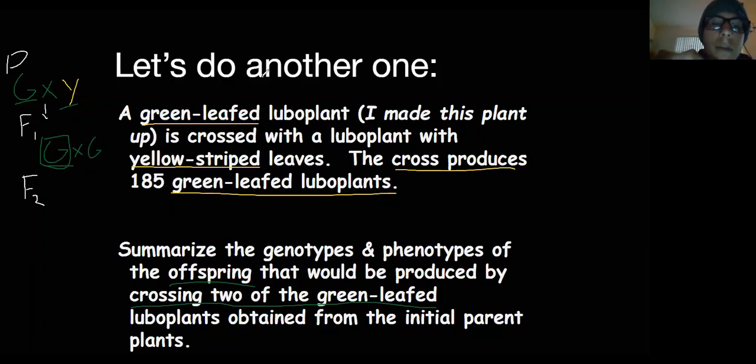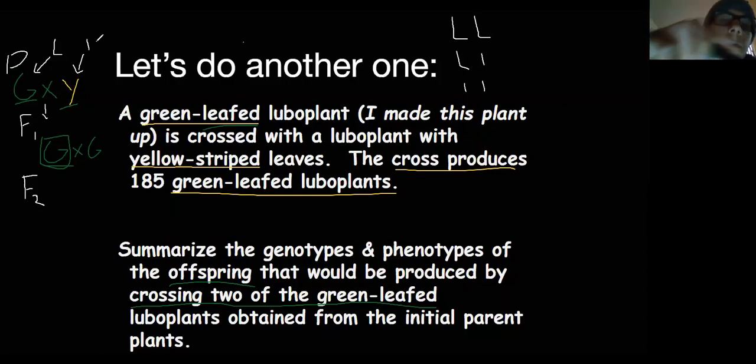Let's see if we can make genotypes for this. Since we're talking about leaves here, I'm going to say that L stands for leaf color. Big L is for green, little l is for yellow. So now if I make all my allele combinations, I could possibly have big L big L, big L little l, and little l little l.